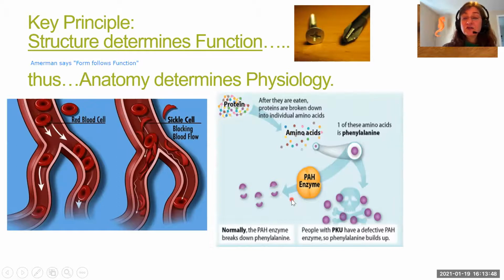In this condition, it's also a genetic condition. The person's enzyme, called PAH enzyme, is not working. And in relatively recent years, we found out why. The enzyme doesn't have the right shape. The enzyme has to have the right shape to interact with a certain amino acid.